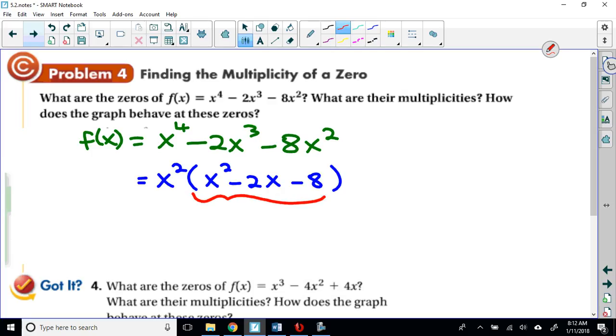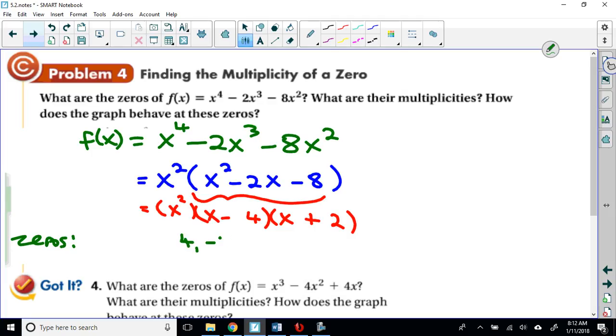8's got factors that add up to -2, right? 4 and 2, so an x and a 4 and an x and a 2. We need to figure out those signs, and we still got this x squared hanging out front. What are those signs going to be? -4 and +2, good. So what are the zeros? The zeros are going to be 4 and -2 and 0 with a multiplicity of 2.